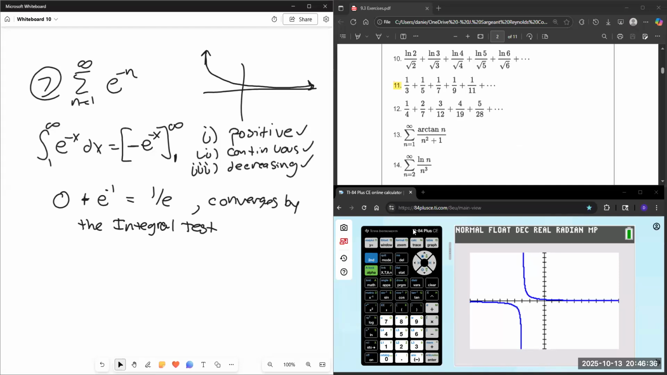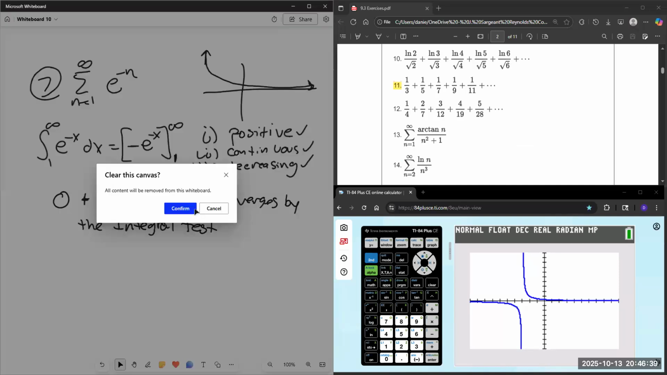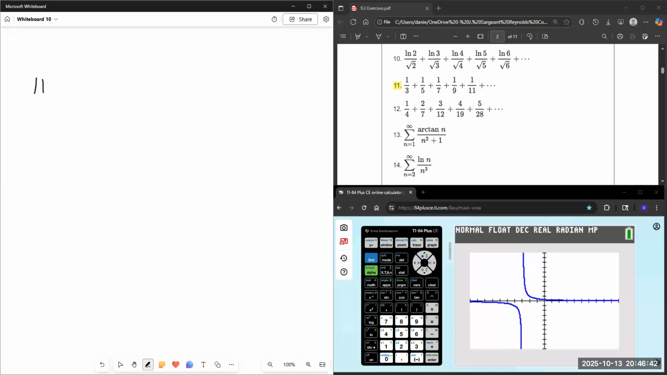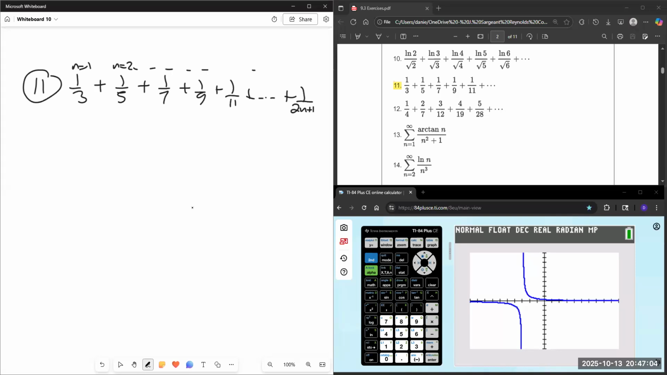Let's look at 11. We have the series 1/3 plus 1/5 plus 1/7 plus 1/9 plus 1/11 plus dot dot dot. And I'm just going to say plus 1 over 2n plus 1, where this is n equals 1, n equals 2, so on and so forth. Here this is my pattern for my nth term. So this is equal to summation from n equals 1 to infinity of 1 over 2n plus 1.